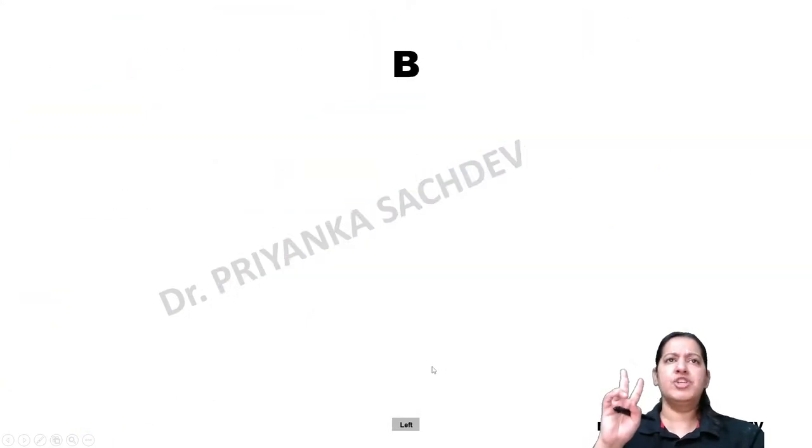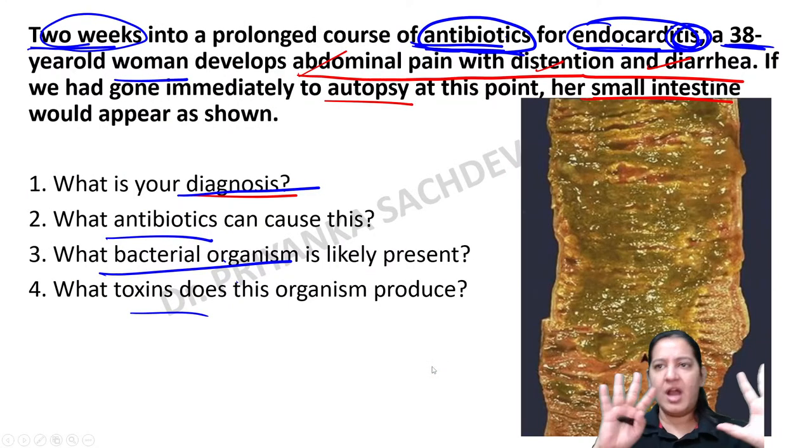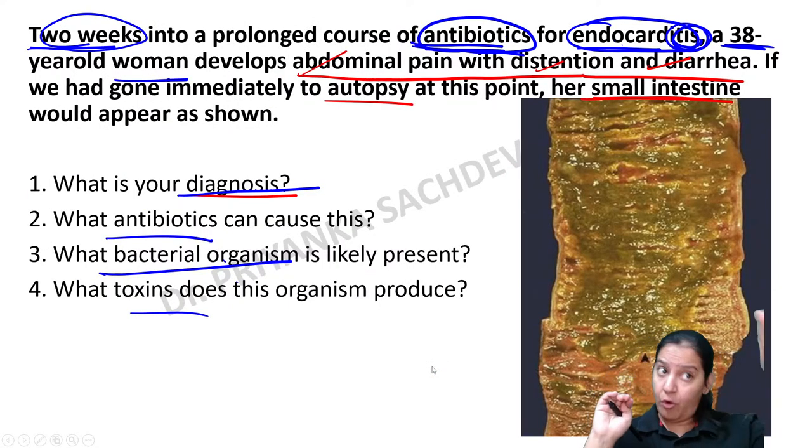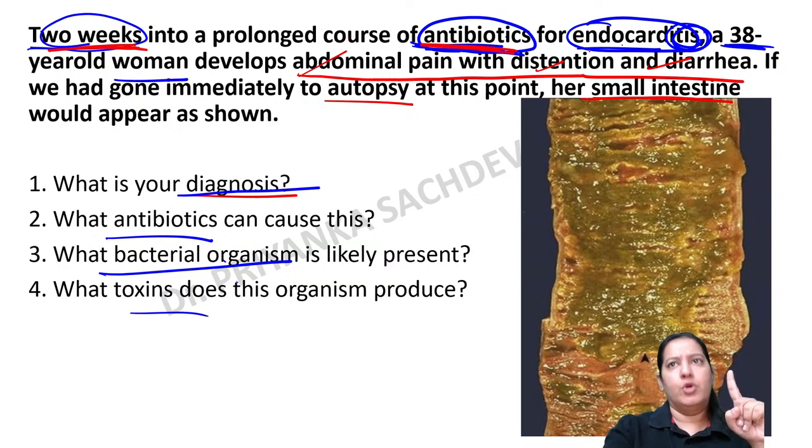Now see the two questions, you yourself will realize the answer. This is the first question. I will read the question again. You have to tell me four answers, the four options. I have given a 2 week prolonged course of antibiotic to a patient who is having endocarditis. The female patient suddenly developed abdominal pain, distension, diarrhea, and she is dead.